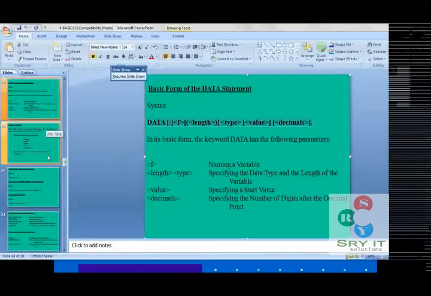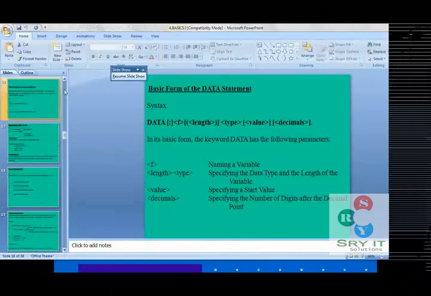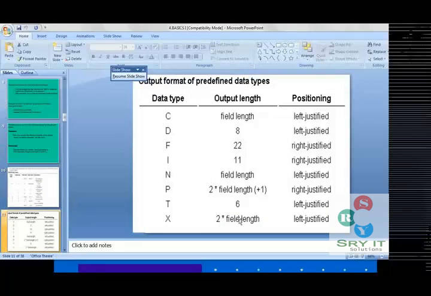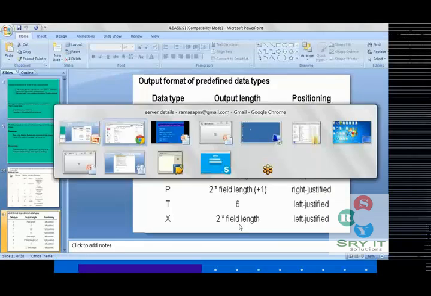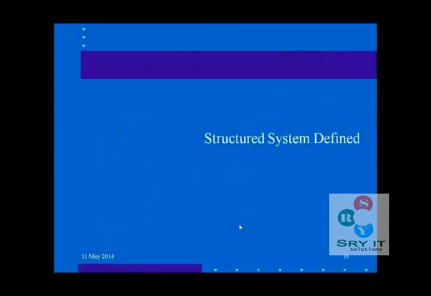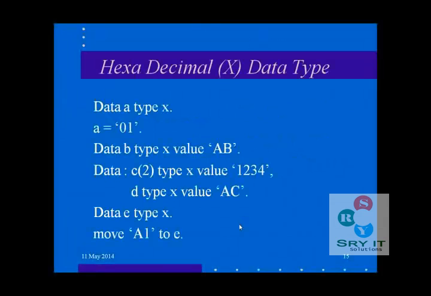And how often do we use hexadecimal in programming? One second. Here it is 1, 2 into 2, field length into 2. That is the output length basically. Okay. This is about hexadecimals. So these are the predefined, system-defined data object declarations.